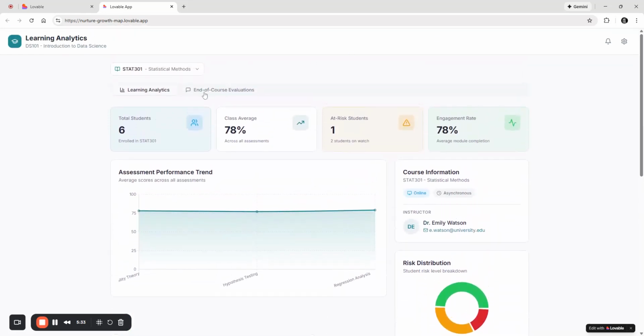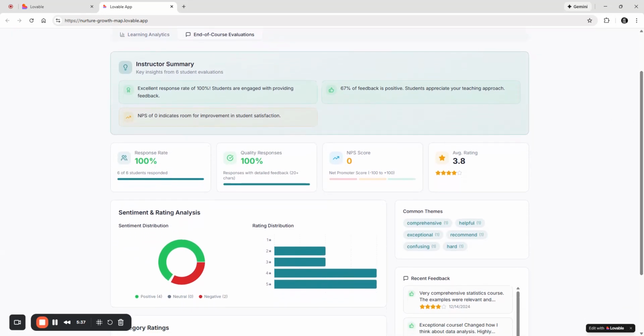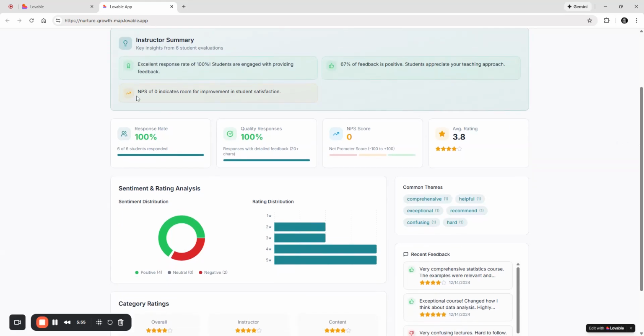So let's now look at the end of course evaluations. And one of the things I added here is an instructor summary, the key insights from 6 student evaluations. You had an excellent response rate of 100%. Students are engaged with providing feedback, not necessarily the course. You have a net promoter score of 0, which indicates room for improvement in student satisfaction. NPS is higher when students are satisfied with the course and they're willing to recommend it to other students.